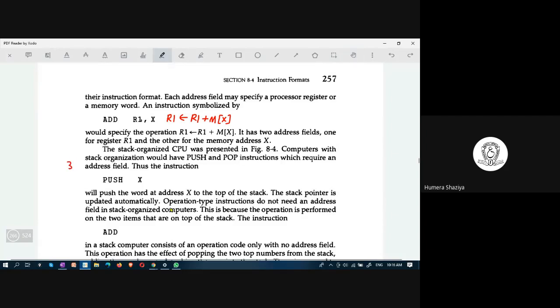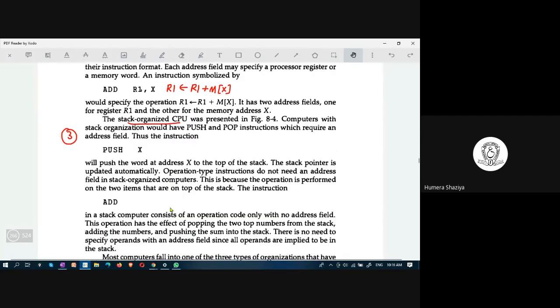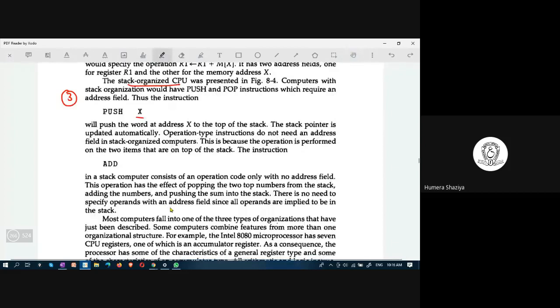The third one is stack organization. In this, you push an address on the top of the stack, and then you say add, which means it will pop the last two elements and perform the addition on those two, which we already looked at in our earlier example. That is stack organization.